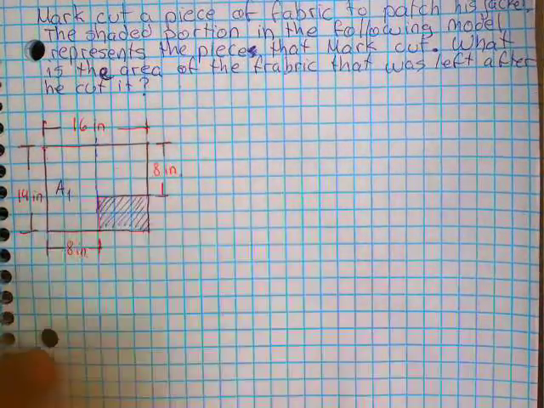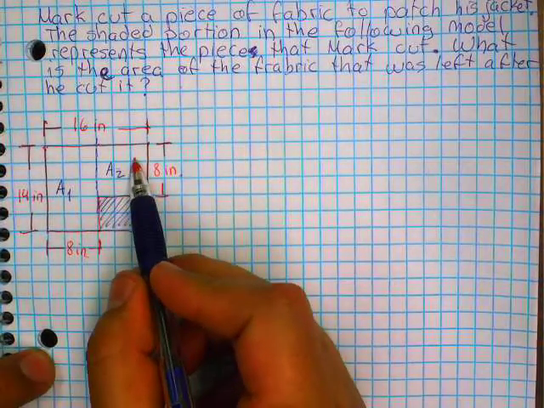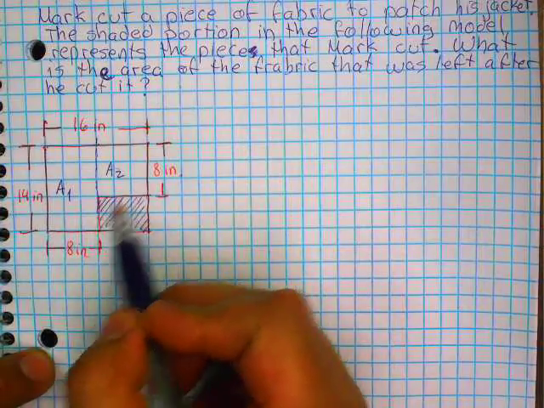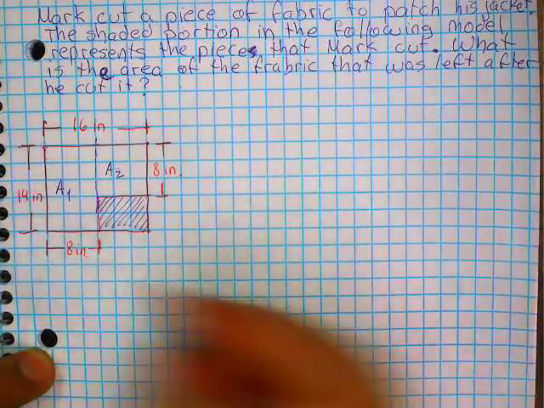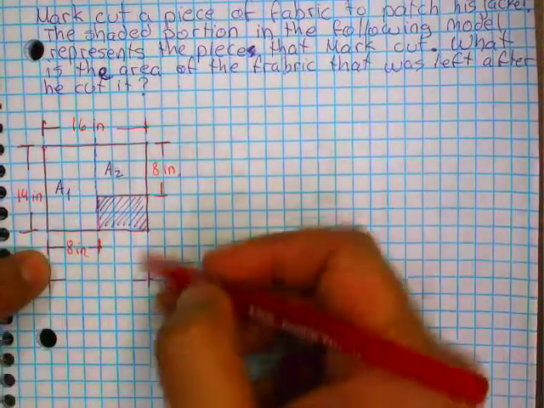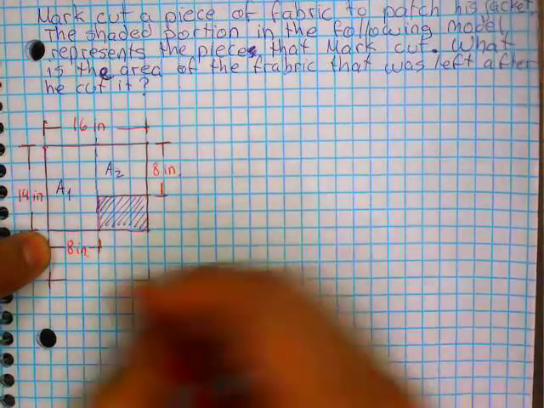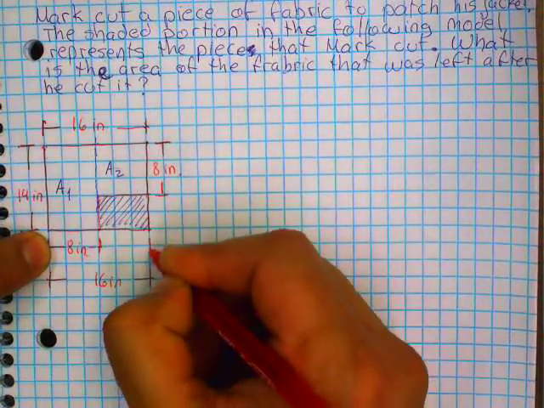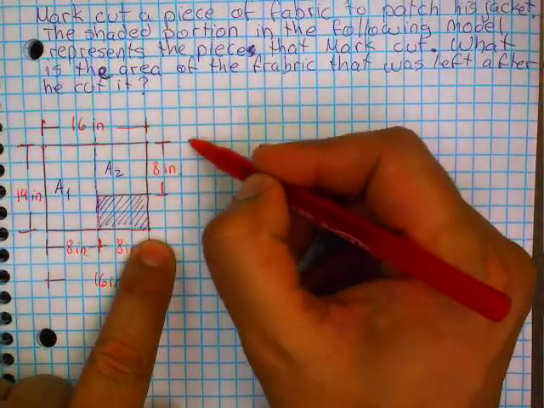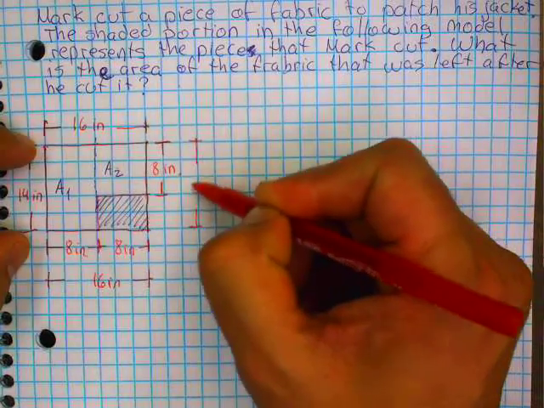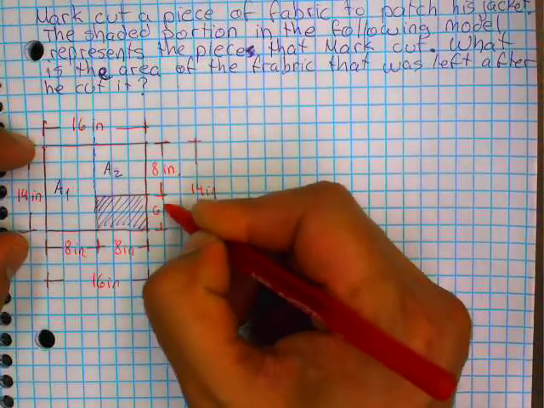I need to find area 1, I need to find area 2. But also before I find area 2, I need to find these two pieces or these two sides that are missing. To do that, I need to remember that the whole length of this rectangle measures 16. And if this piece measures 8, the other side has to measure 8. And on this side, if the whole thing measures 14, and this is 8, this little part has to be 6 inches.